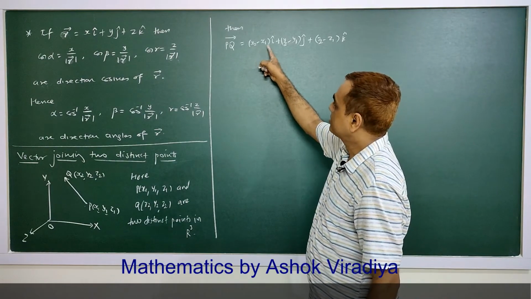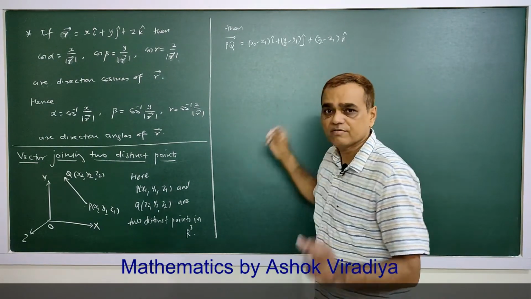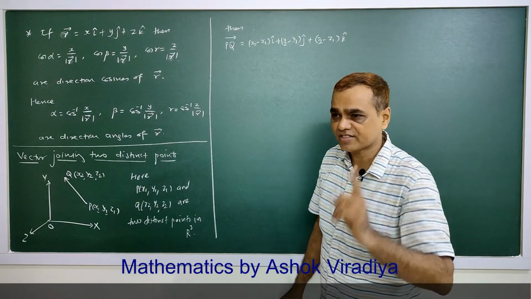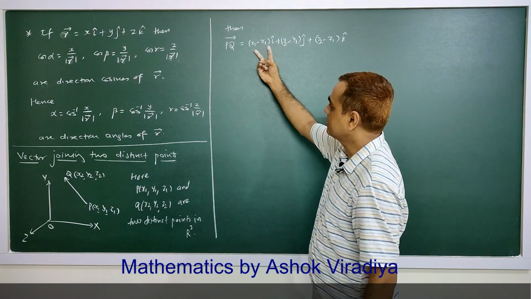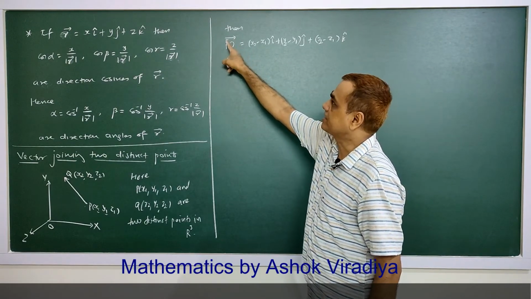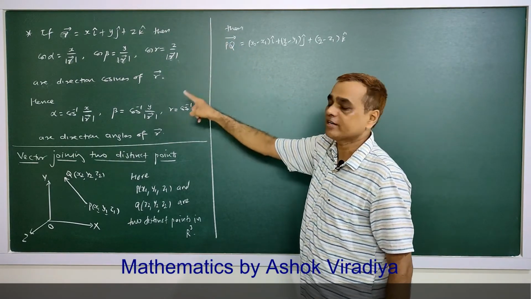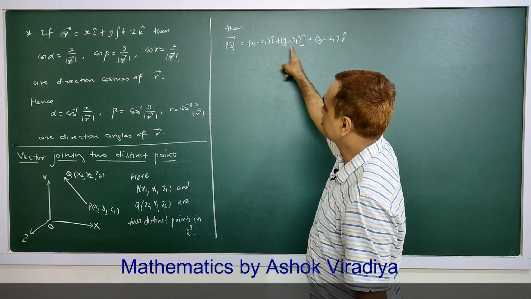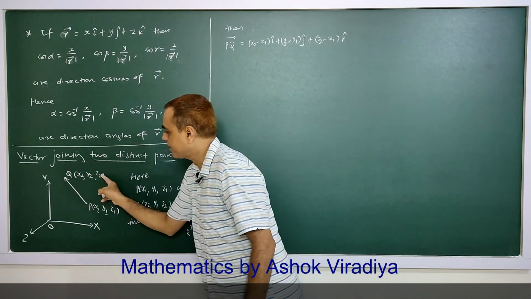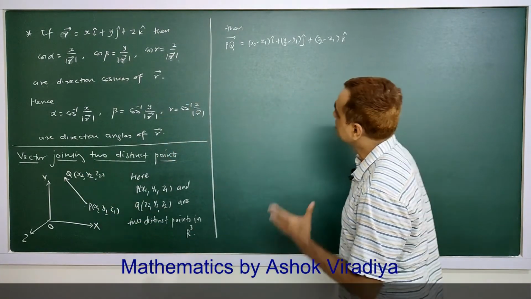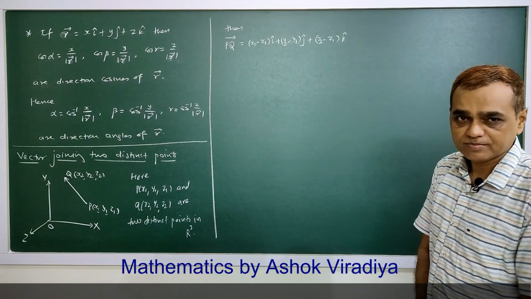Difference of scalar components we set with i, j and k. But difference of scalar components in which order? Terminal point minus initial point. Take numbers from the terminal point, subtract the initial point. So that is vector PQ.